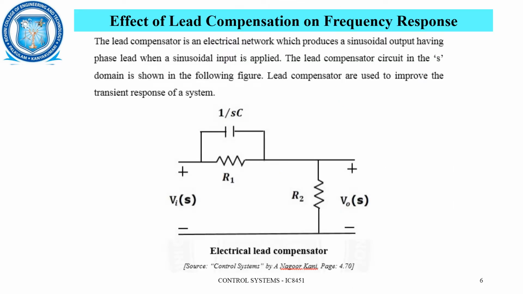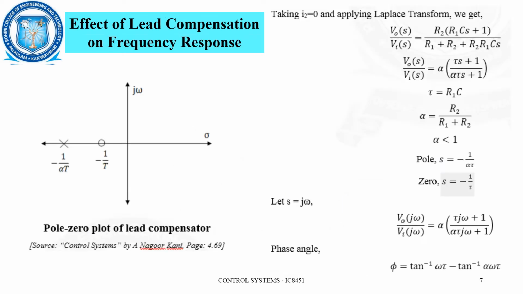While considering the lead network, the capacitor is connected in parallel with the R1. Actually, the lead compensator is an electrical network which produces sinusoidal output having phase lead when a sinusoidal input is applied. So here in this case, the capacitor is parallel to R1. And here, while looking at the pole zero plot, we can see that the zero is nearer to the origin when compared to the pole. The pole is away from the origin.